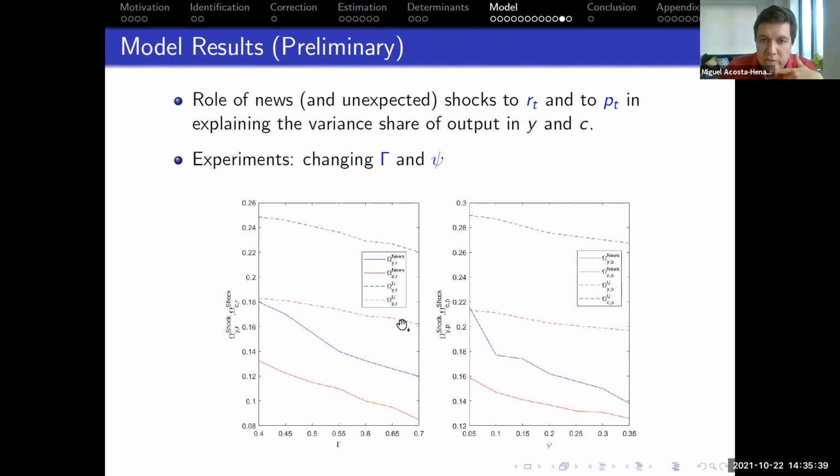They are monotonically decreasing in both gamma and psi, and for the strong lines, they are also decreasing. The strong lines are the share of output variance, blue ones, and the share of consumption variance, red ones, explained by news shocks, in the left figure to foreign interest rate, and in the right one to commodity terms of trade. And they are also decreasing, but rather quicker than what happens for the contemporary shock, and in a non-monotonic way.